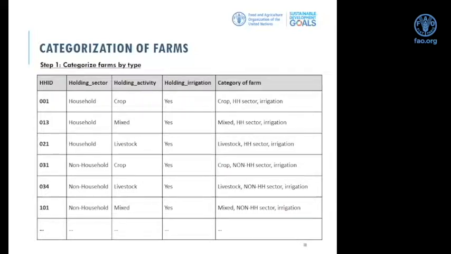Based on these three stratification variables, once we combine these criteria, we arrive at 12 combinations of an agriculture holding. So it could be a household farm producing crops that is irrigated, or a household farm producing only livestock that is non-irrigated, and so on. Based on these combinations and permutations, we arrive at a total of 12 groups. Of course, not all these 12 groups will be relevant for a given country. But again, we recommend countries go to this level of precision so they have a proper understanding of what is going on in terms of sustainability issues related to land productivity in their country.